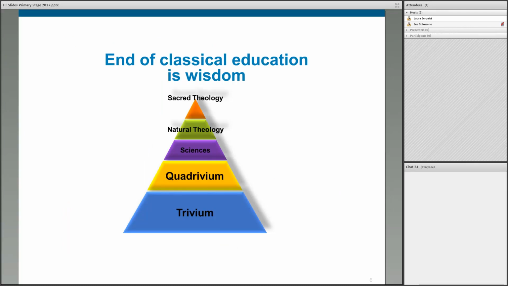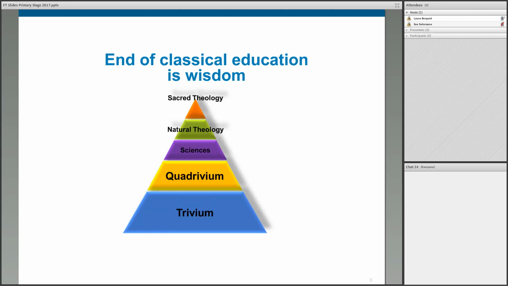Now, there's another way to look at classical education, which is with respect to kind of the subjects that are included. If you look at your screen, you see we have the arts. We call them the liberal arts of the trivium and the quadrivium. The trivium is grammar, rhetoric, and logic, and the quadrivium is arithmetic, geometry, music, and astronomy. Those are arts. They're arts because they produce a product. All arts produce a product.